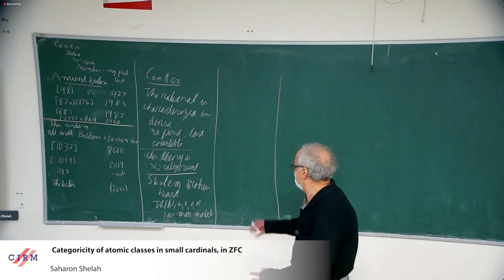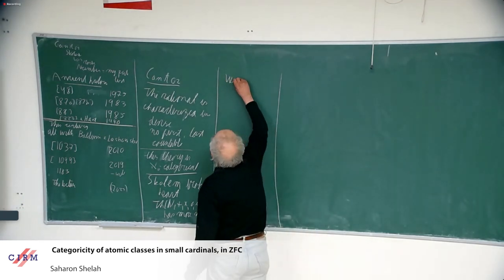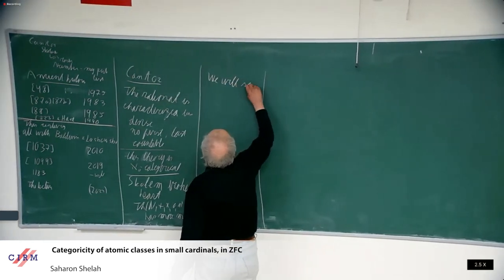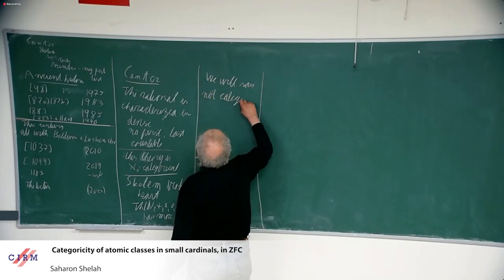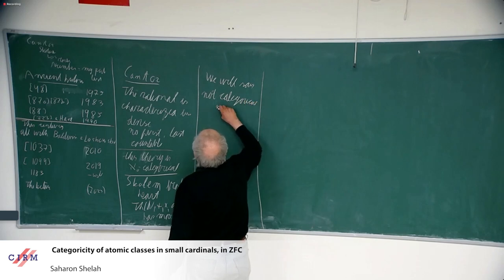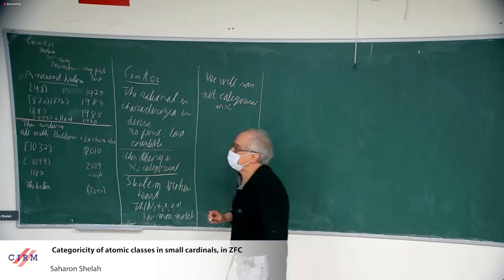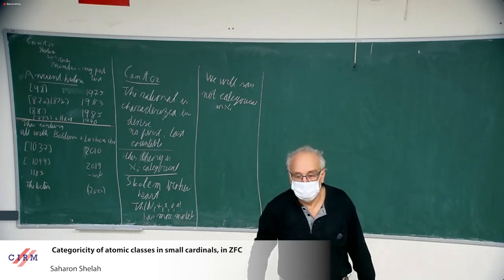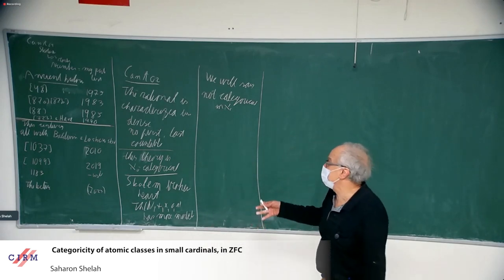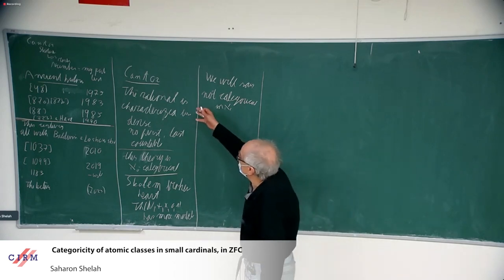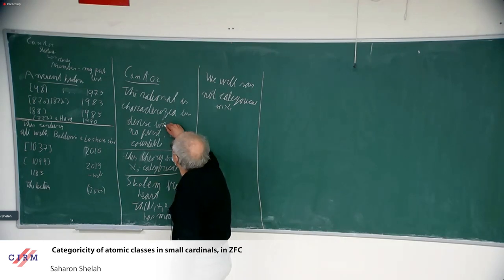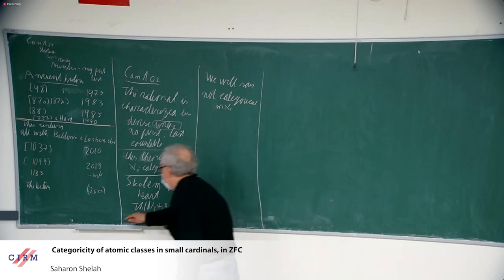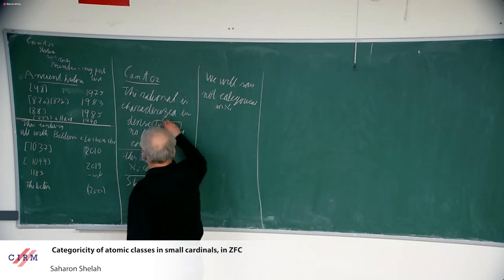What essentially we will say is that it is not categorical. That is, the first order sentences which hold for number theory have other models, unlike dense linear order. Oh, I forgot to say linear.